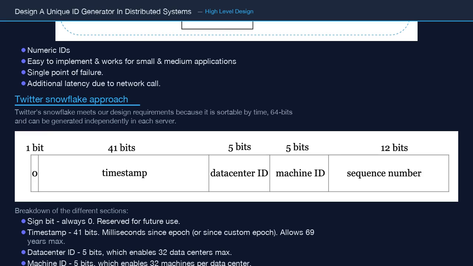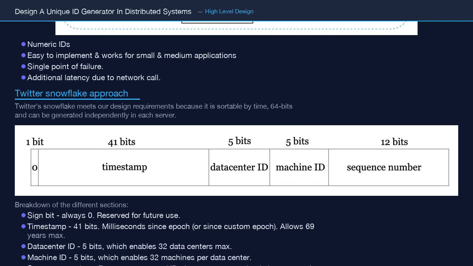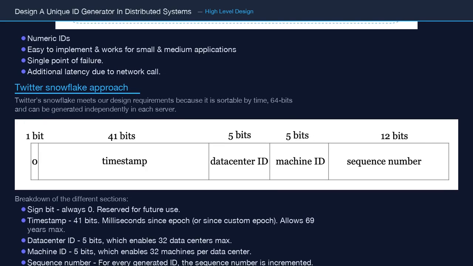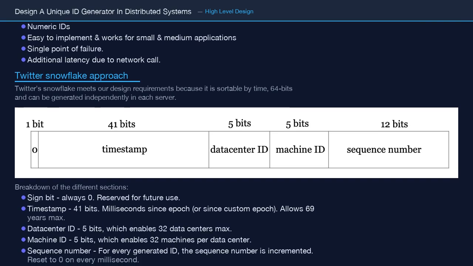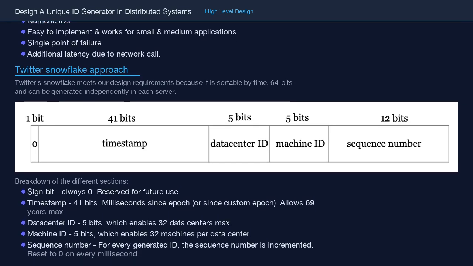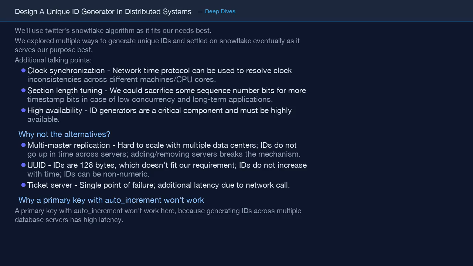Finally, there's a sequence number. Every time an ID is generated within the same millisecond on the same machine, the sequence number increments. It resets back to 0 at the start of each new millisecond. Now let's get into the deep dives.